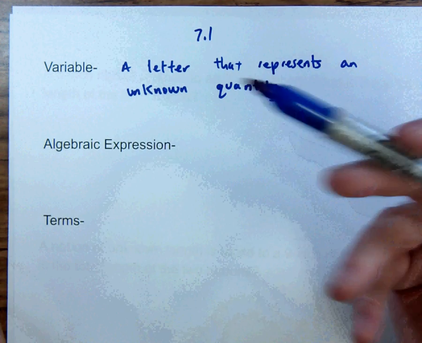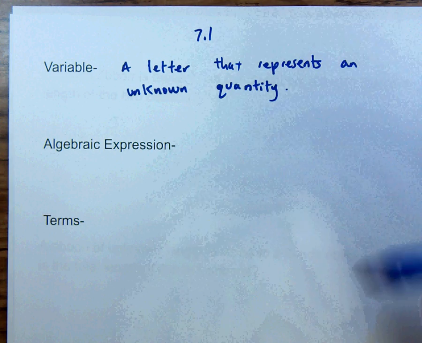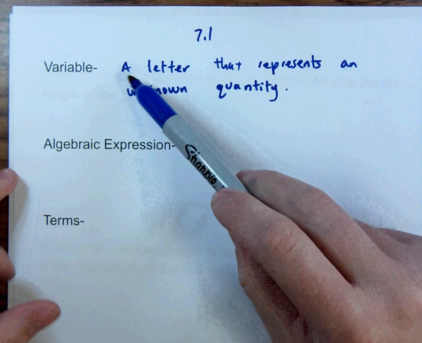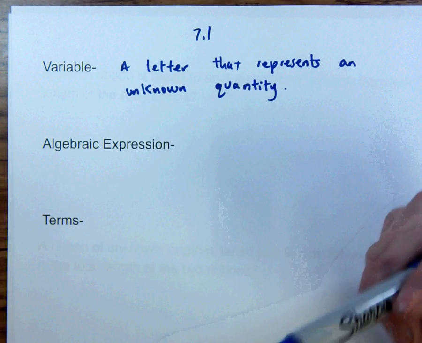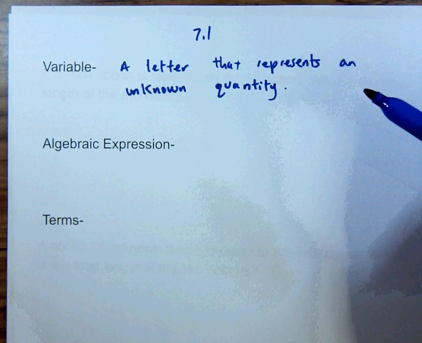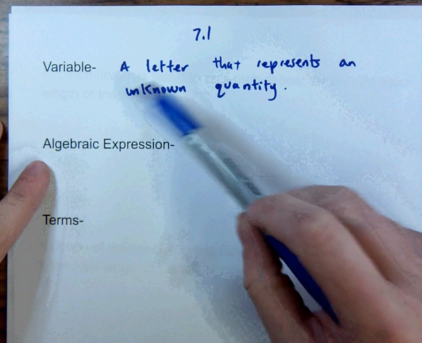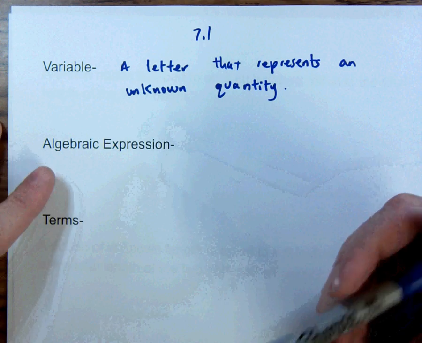The word variable means if something is variable, it's changing, it's up in the air. And so even though we might write X or Y or Z multiple times, it will mean something different in every equation, in every circumstance. So a letter that represents an unknown quantity is a variable.